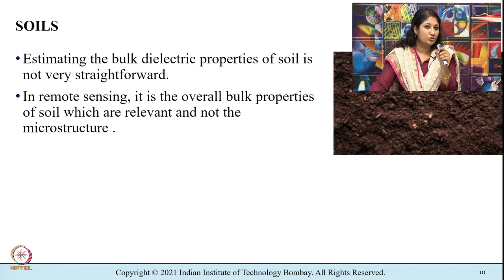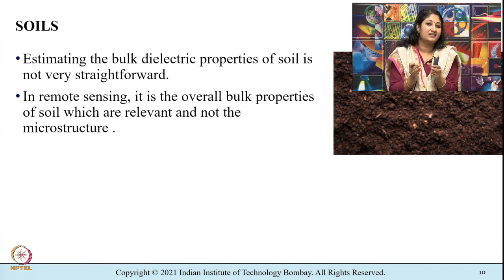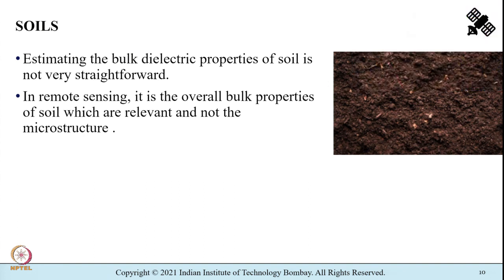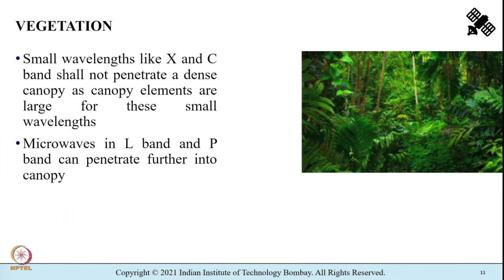Soils are composed of loose grains of soil, water and air, and in remote sensing it is the overall bulk properties of soils which are relevant and not the microstructure. So, as water gets added to soil, its dielectric constant tends to increase and dry soil shall act as a volume scatterer. Just a few terms so that you are familiar with how microwaves interact with different features on the earth surface. Now, coming on to vegetation.